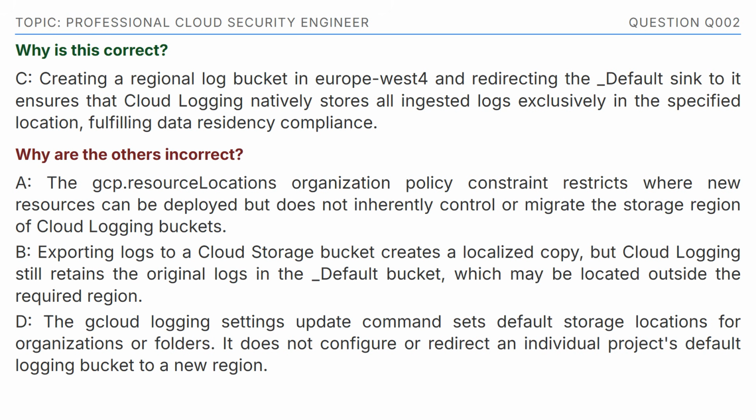A. The gcp.resourceLocations organization policy constraint restricts where new resources can be deployed but does not inherently control or migrate the storage region of Cloud Logging buckets. B. Exporting logs to a Cloud Storage bucket creates a localized copy, but Cloud Logging still retains the original logs in the _Default bucket, which may be located outside the required region. D. The Cloud Logging settings update command sets default storage locations for organizations or folders. It does not configure or redirect an individual project's default logging bucket to a new region.